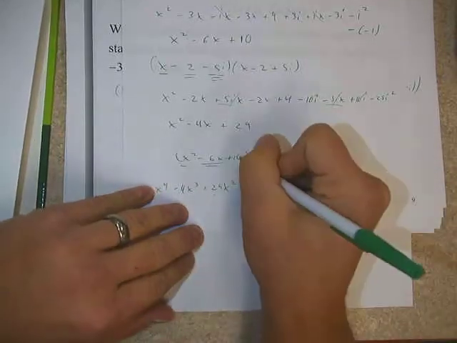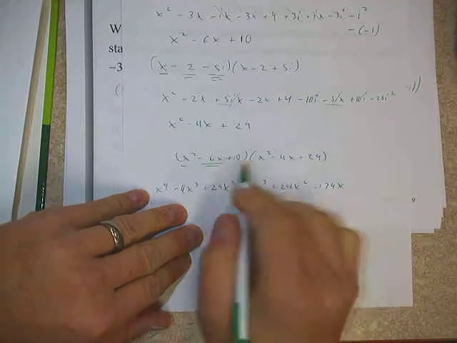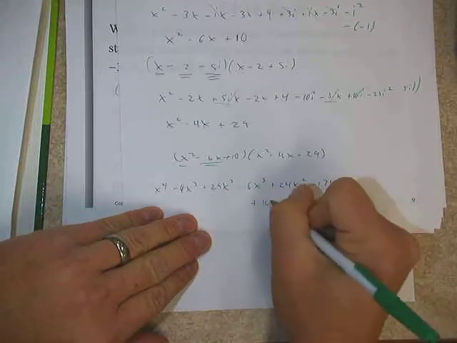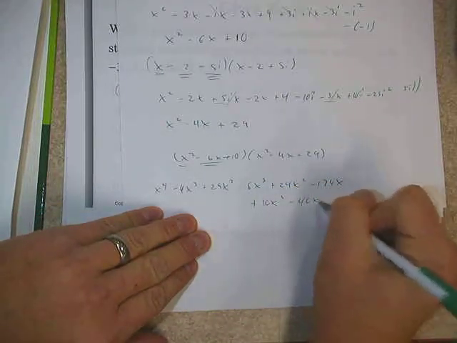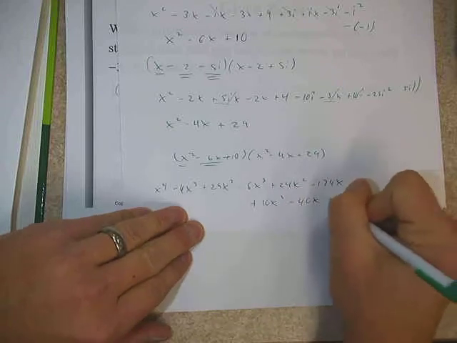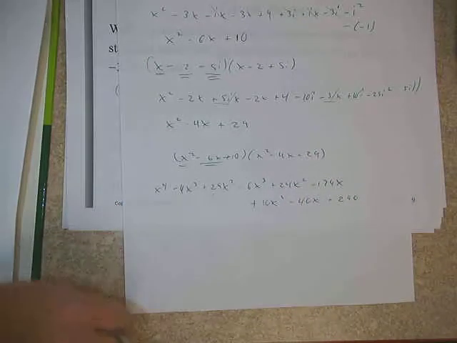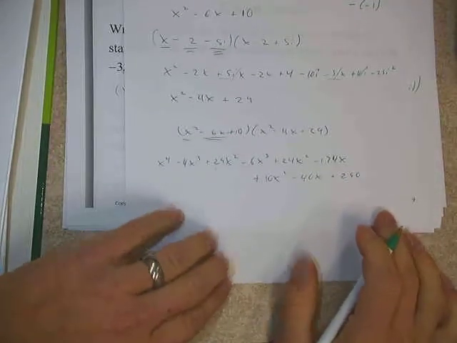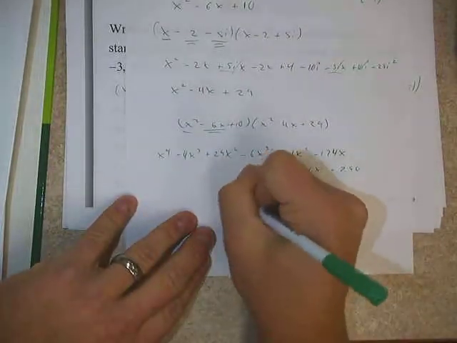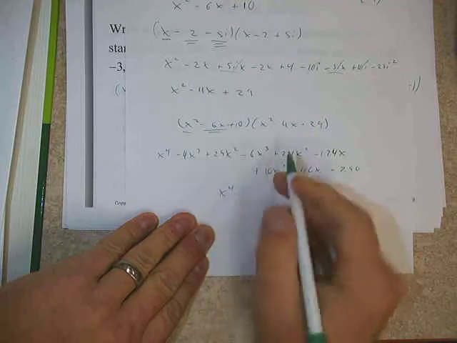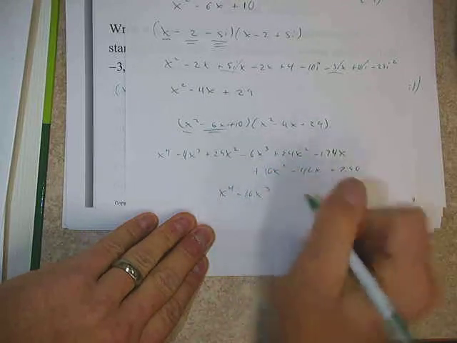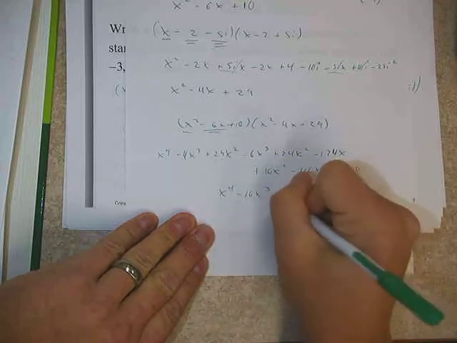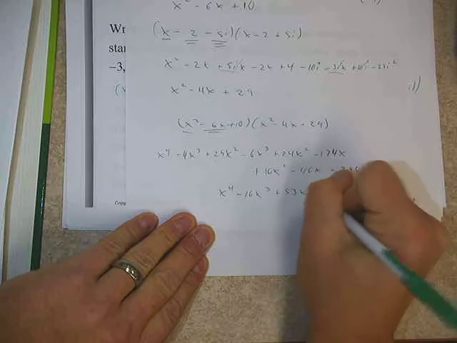We'll do the same thing with the negative 6. So it would be negative 6x cubed. And then plus 24x squared. And then negative 6 times 29 would be negative 174x, of course. And then the 10, we're going to have plus 10x squared minus 40x. And then plus 290.